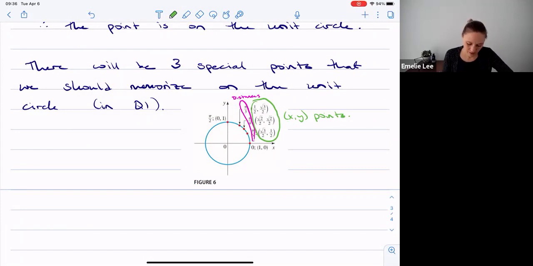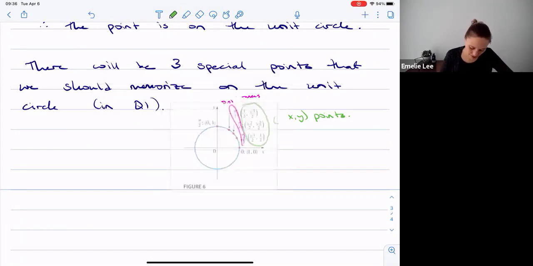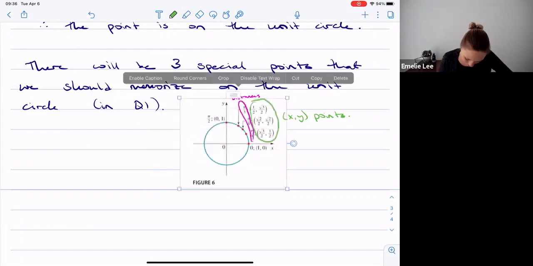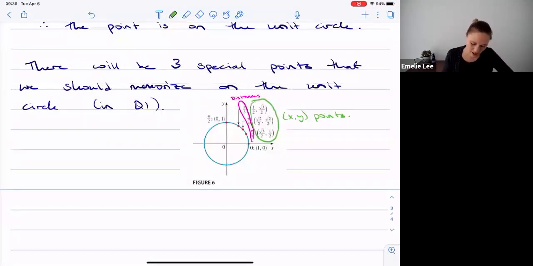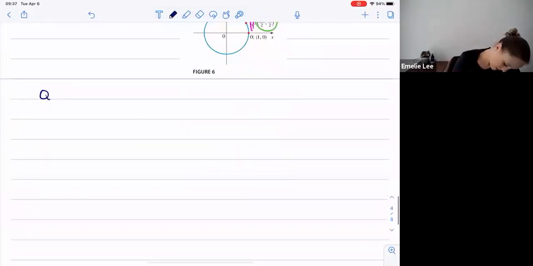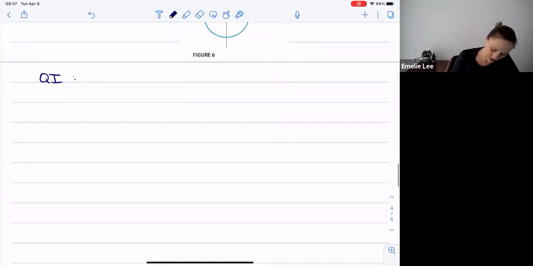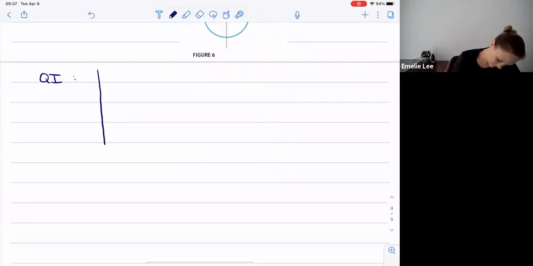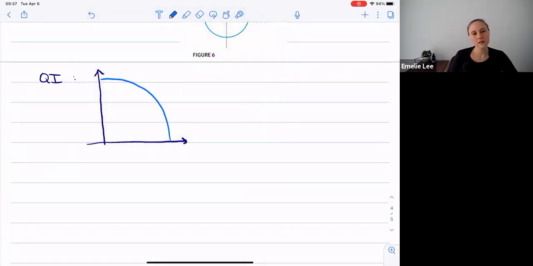Okay. So if we just kind of, there. Let's zoom in on just quadrant 1. Quadrant 1 looks like this. Okay.